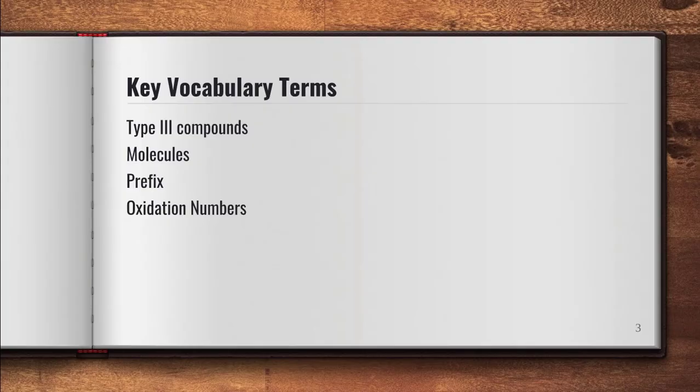So today we have just a couple of key vocabulary terms here. We're going to look at type 3 compounds. We typically call these molecules versus compounds themselves. We'll also use the term prefix, which I'm sure you guys are really going to struggle with. I mean, that's a hard one there. And then we'll also take a look at oxidation numbers.